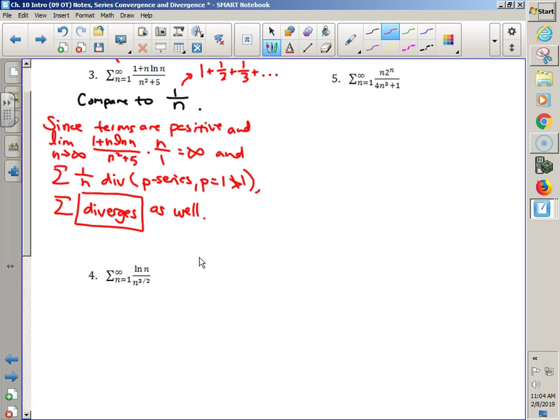Wait, which goes faster? What, Justin? N to 3/2 grows faster than N, right? Yeah. Because the degree is 1.5 instead of 1. So wait, what are you about to compare it to? Just 1 over N? Well, the problem, 1 over n, you could.